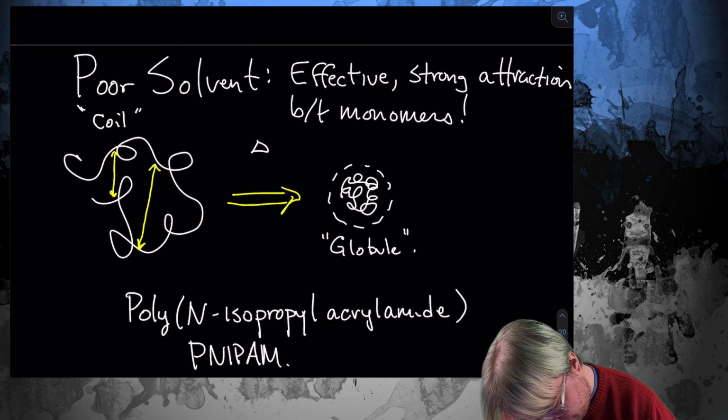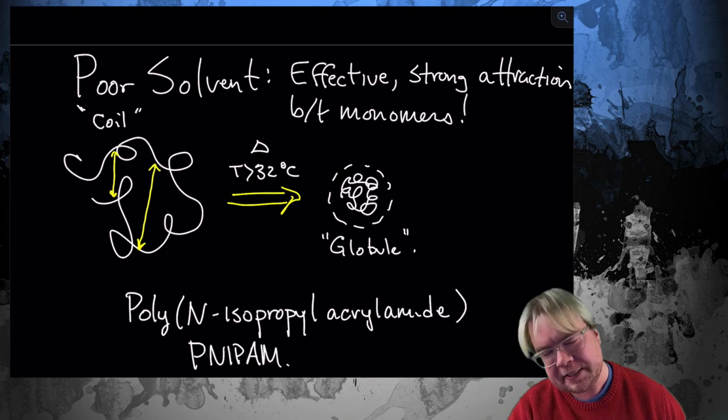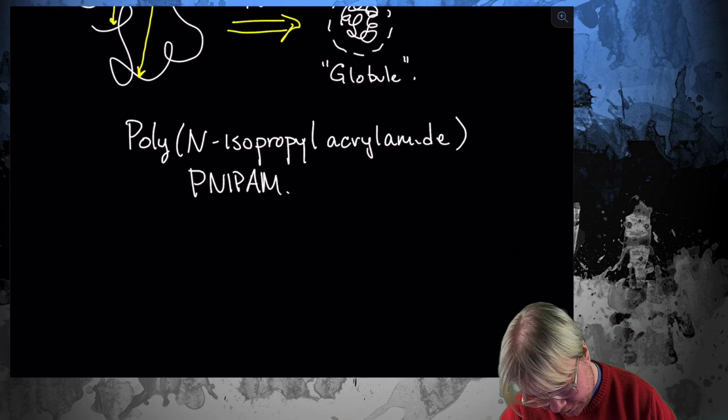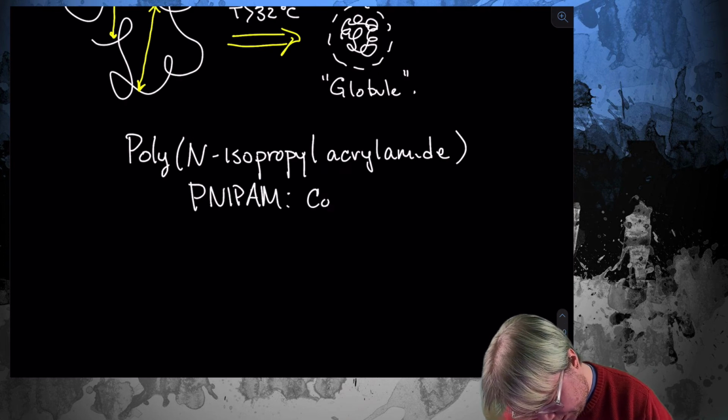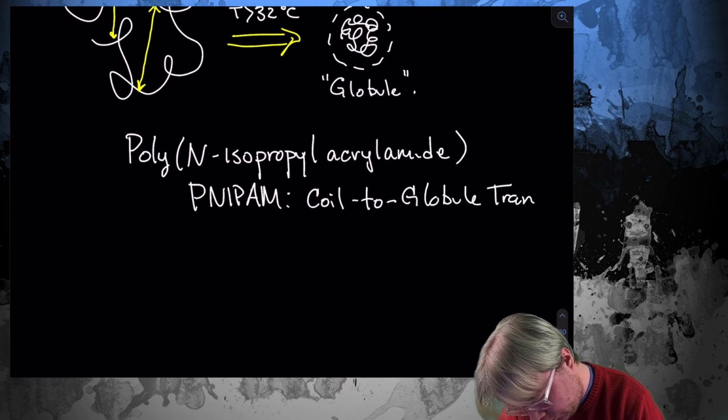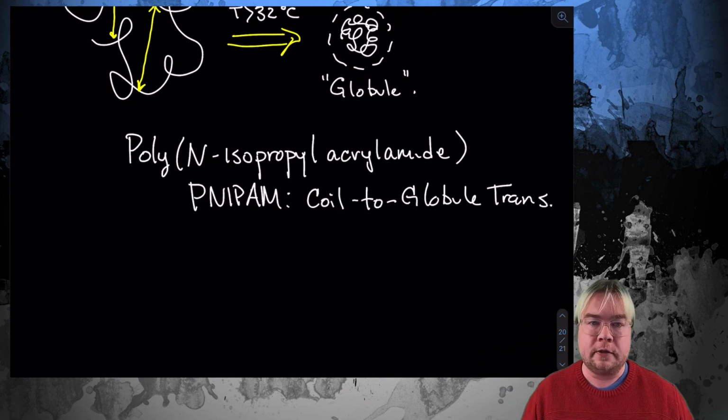And then if I heat this up so that T is above 32 degrees C in water, the chain goes from being a coil to being a globule. So we call this a coil to globule transition. So it's very important.